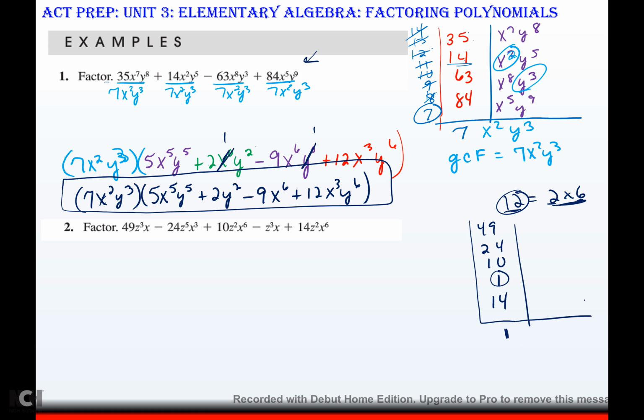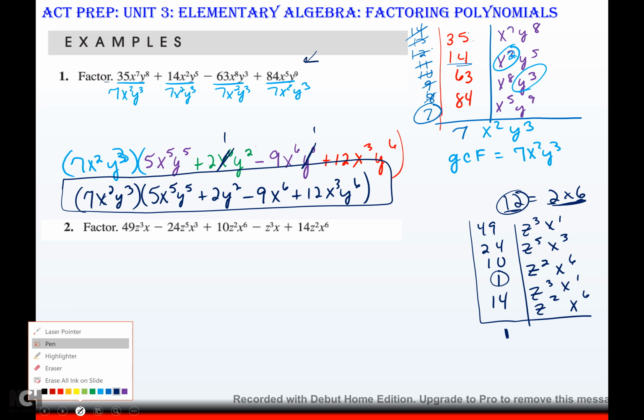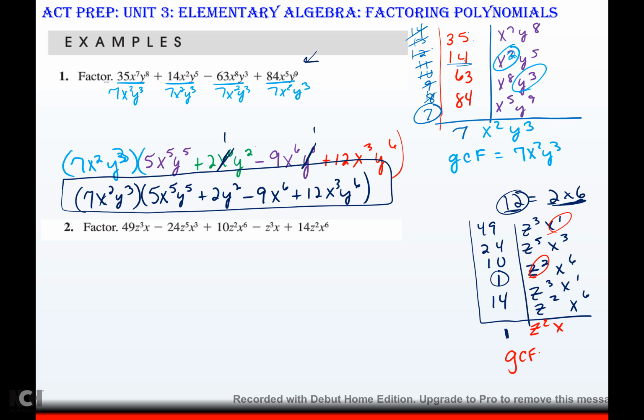Okay? My letters: I've got z cubed x to the 1st, z to the 5th x to the 3rd, z to the 2nd x to the 6th, z to the 3rd x to the 1st, and z to the 2nd x to the 6th. So I'm looking for the smallest degree. The smallest degree on z is 2. The smallest degree on x is 1. So my GCF is 1 z squared x, which I can just write as z squared x.